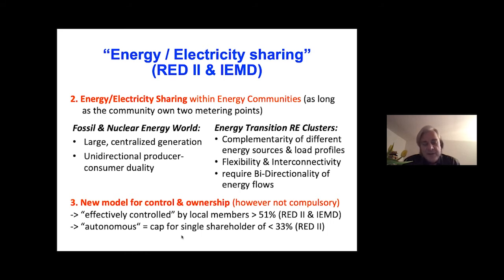And that brings me to the last innovation, that is the new model for control and ownership, or the governance model, that I've already mentioned. That means that these entities have to be effectively controlled by local members, more than 51% of the voting rights, and they have to be autonomous from individual shareholders, so no single shareholder can have more than 33%. And those are factors that also determine the business models.